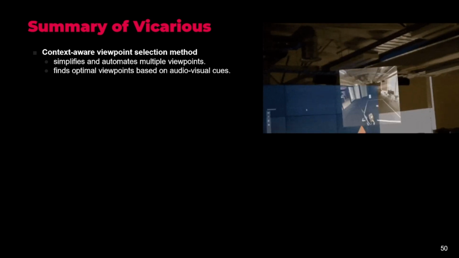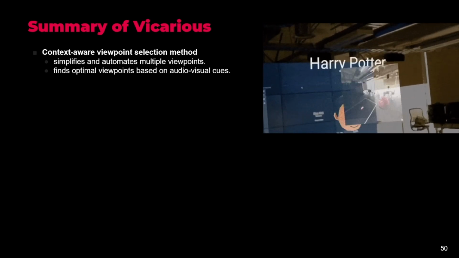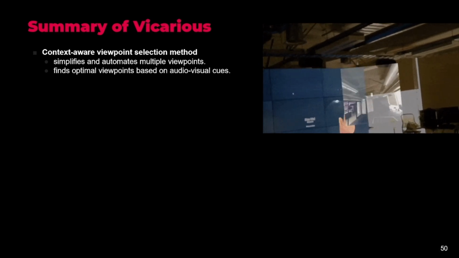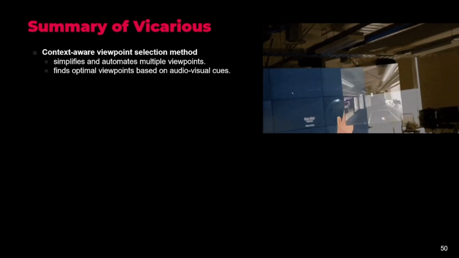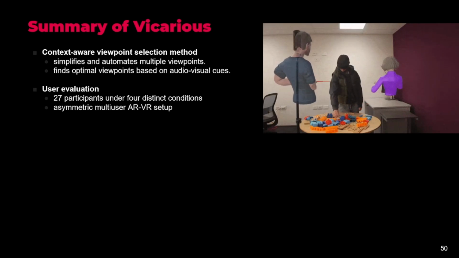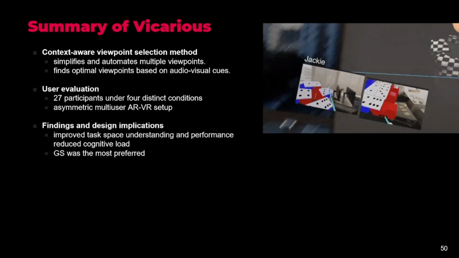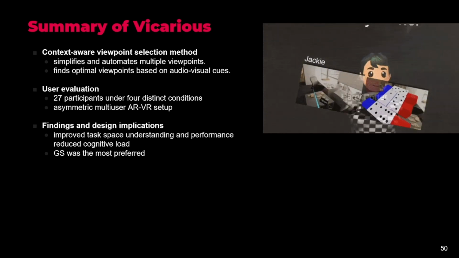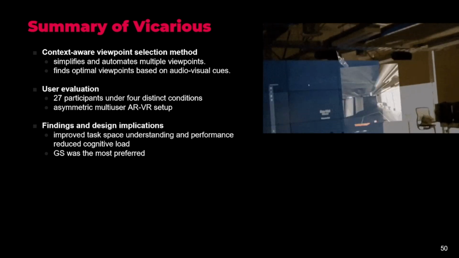To summarize, we introduced a context-aware viewpoint selection method that automates the selection between multiple viewpoints. Our optimal viewpoint selection takes visual saliency, user actions, and the current context into account. We ran user evaluations in 4 different conditions, with 2 using our viewpoint selection method to find the optimal viewpoint. We found having optimal viewpoint selection improved users' task space understanding and task performance, and also reduced cognitive load.